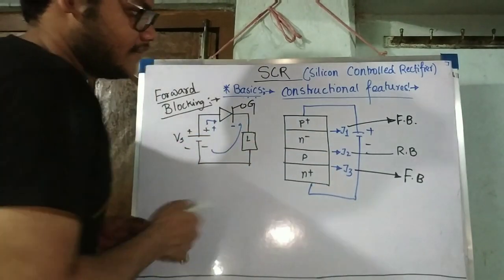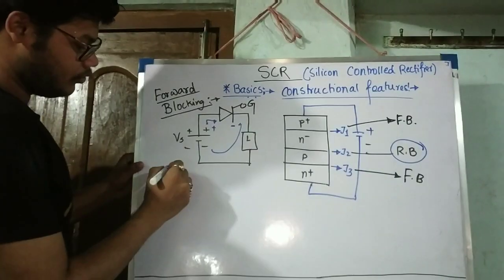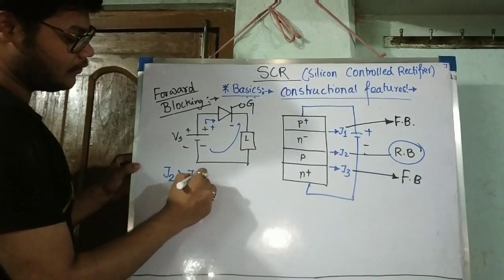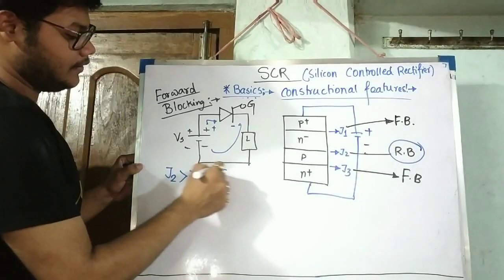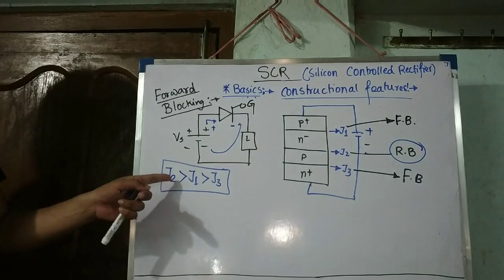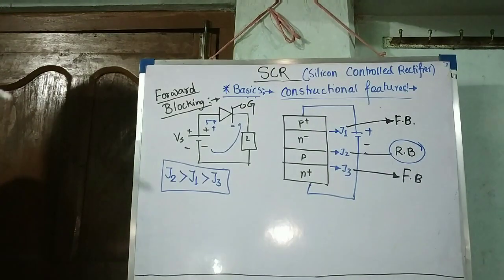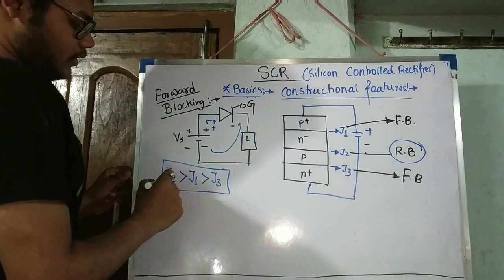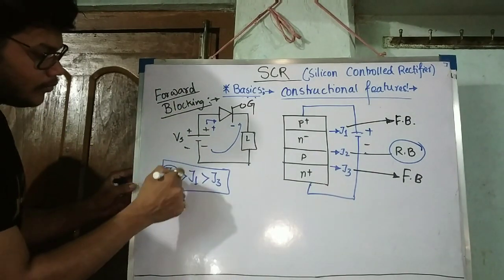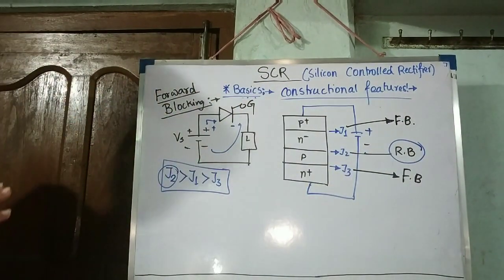So this reverse bias junction is blocking the current flow. Okay, now if you want to know the depletion width of these junctions, then J2 will be more than J1, which will be more than J3. This is the depletion width. The depletion width of J2 is more than J1 and that is more than J3. See, which junction blocks the forward conduction of the SCR? The J2 junction blocks the forward conduction because this junction is in reverse bias.